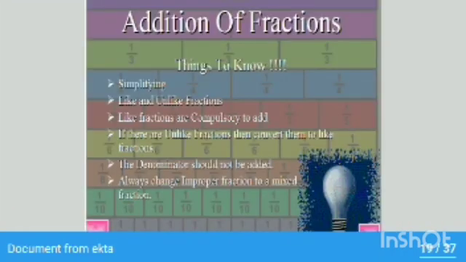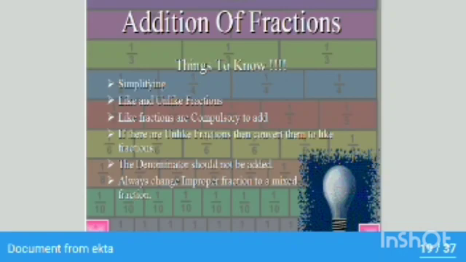Now, addition of fractions. There are certain rules when you are doing addition as well as subtraction. You need to know a few things. That is, you are simplifying. Then like and unlike fractions. Like fractions you can easily add. But if there are unlike fractions, then always remember that you have to convert them to like fractions.